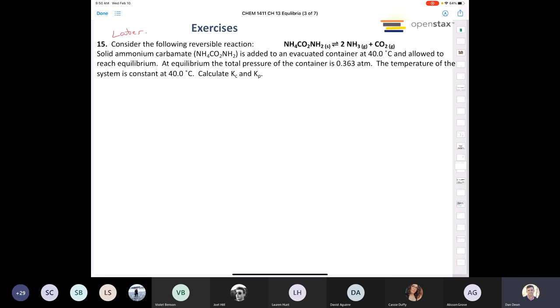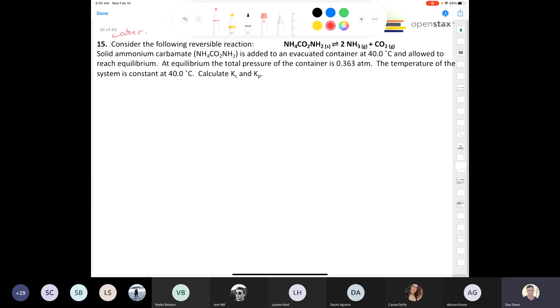You're probably discovering by now that Chemistry 1411 requires a lot of calculator, pencil, and paper, right? It just does, there's no way around it. Virtually all these problems take, not all of them, but anything that involves an ICE table, I always take up a whole sheet of paper to do it.